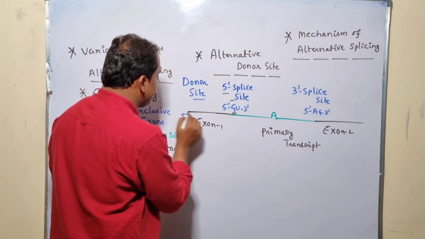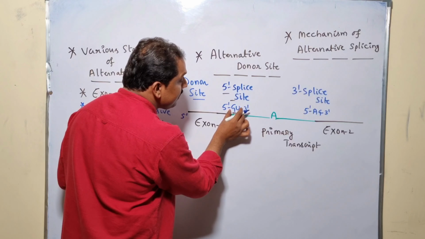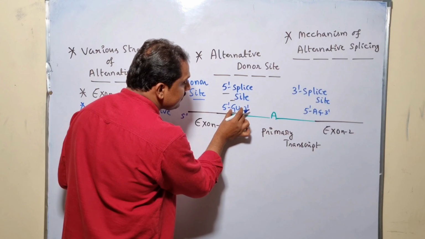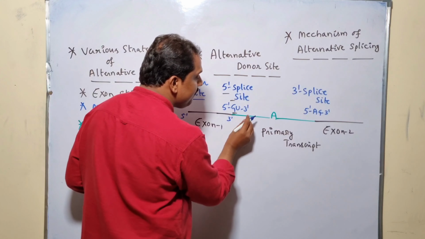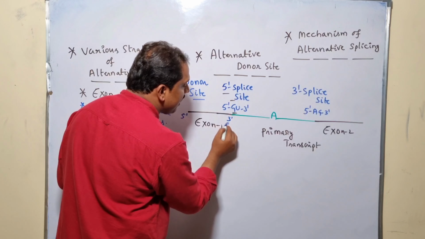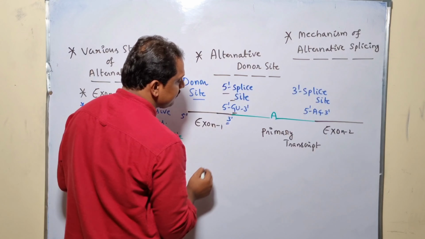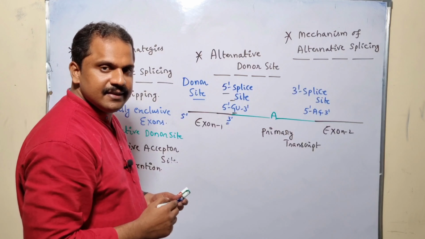So here it is nothing but the 5' end, and here it is nothing but the 3' end. So here, instead of using this particular consensus sequence, if any of the other consensus sequences of the primary transcript is successfully used, under such condition, the 3' boundary of the upstream exon remains successfully varied. So here it is nothing but what? Alternative donor site. Is it clear?